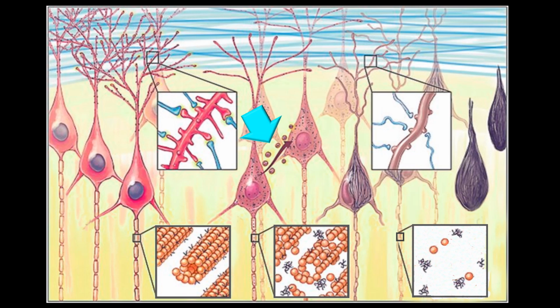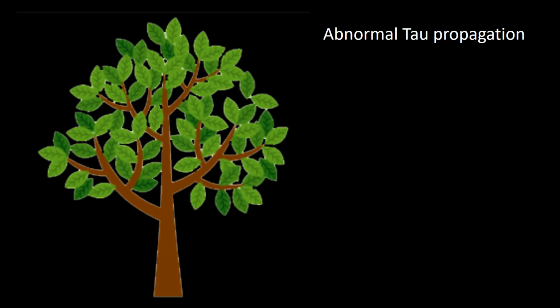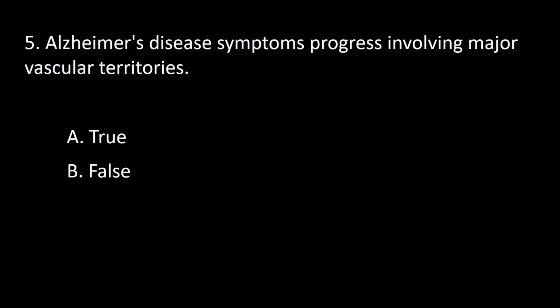So going back to the model of transmission, we can say that Alzheimer's pathology transmits like a fungus in a tree. It spreads from one leaf to the next and so on, as I have animated here. In the case of tau and Alzheimer's, tau goes from one neuron to the other neuron due to proximity. So the answer to this question is B.